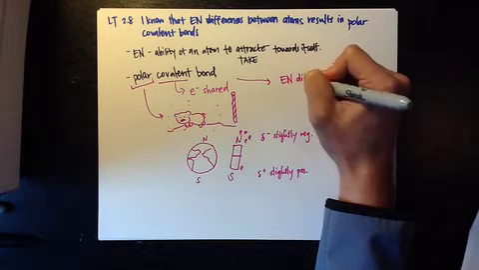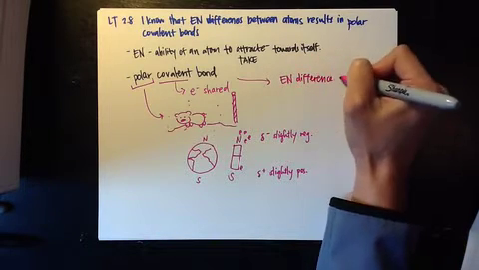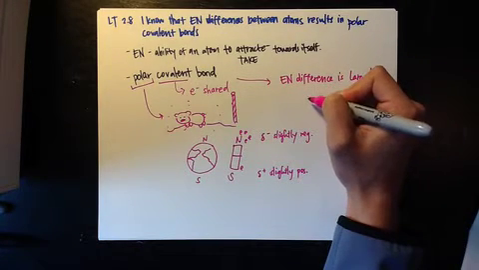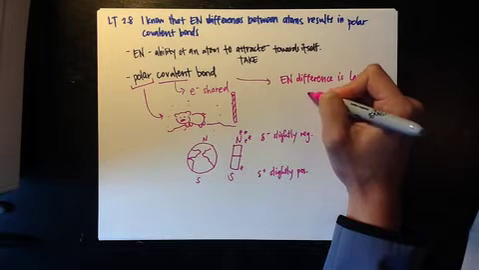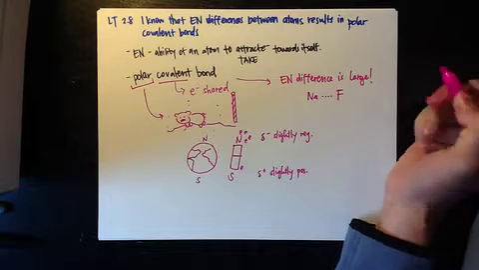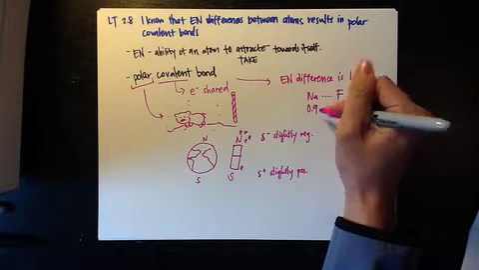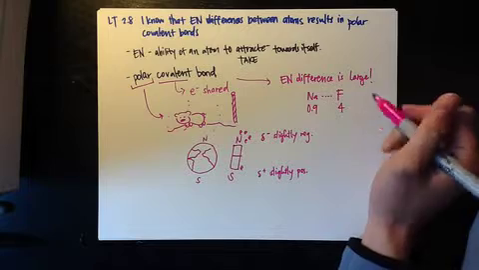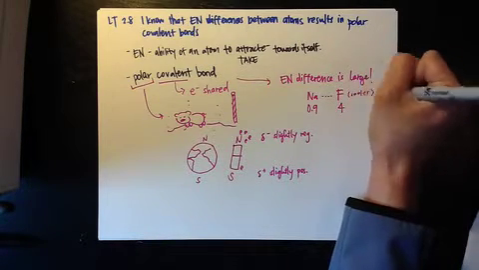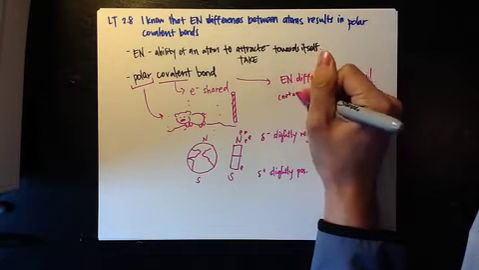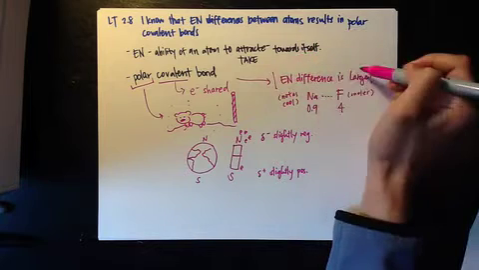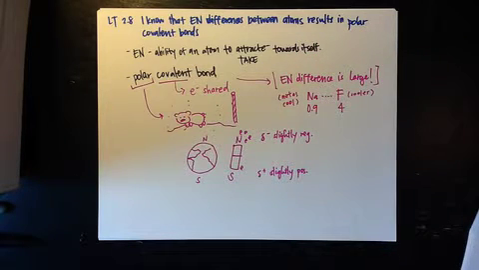electronegativity difference is large. Like if you have something that's Na bonded to F, Na, as we saw before, was 0.9, F is 4. Most of the electrons want to hang around here because he's cooler. Not as cool. Electronegativity difference is large. Okay.